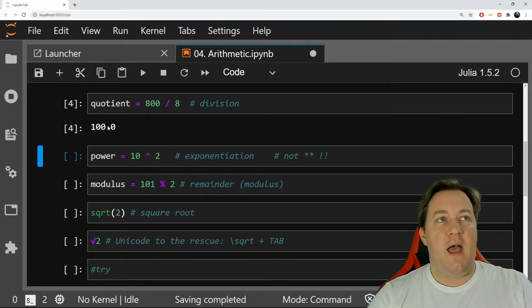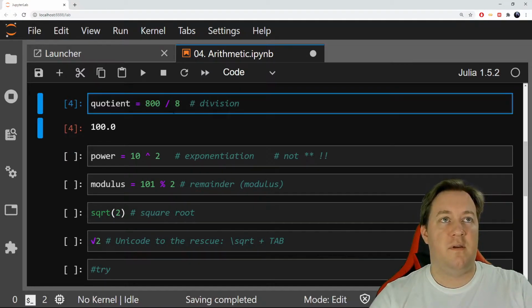Now see that you have a .0 here, even if it was not a division giving any kind of decimal, but that's just what happens with this division. It gives you a float. You can play with typeof to confirm.